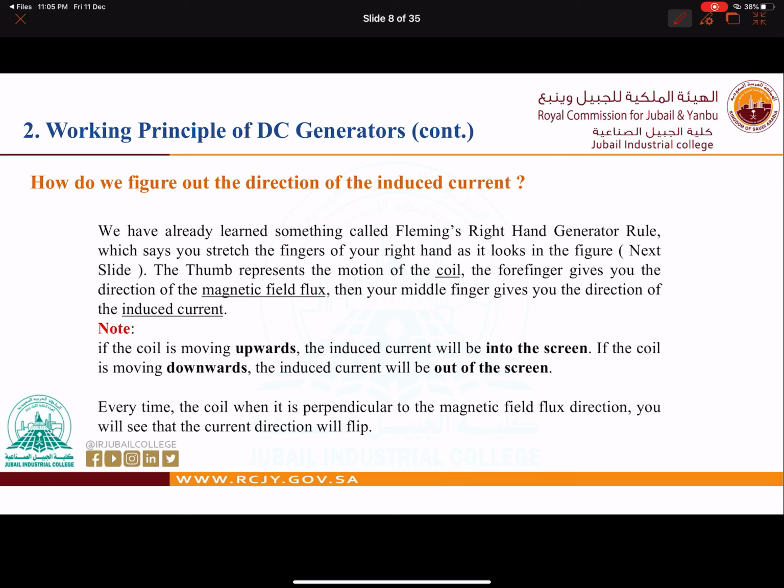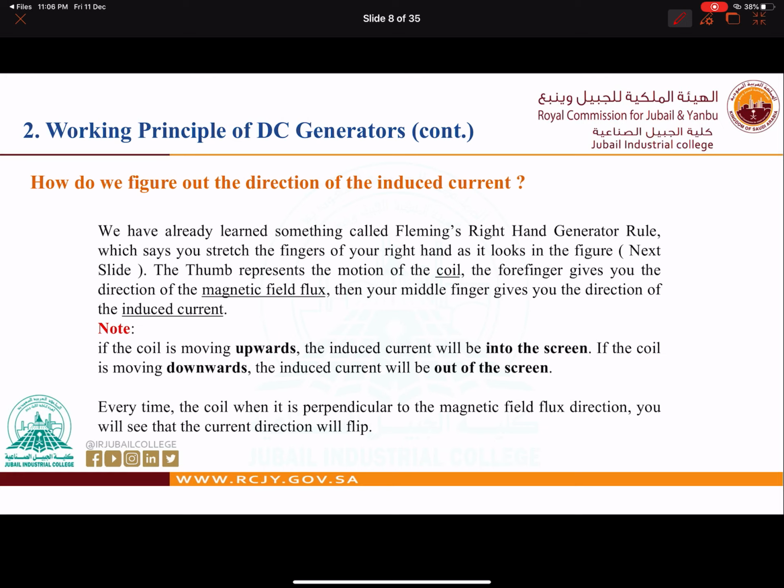Now, the working principle of DC generators. How do we figure out the direction of the induced current? Shabab, we already know from physics, you have already seen the right hand rule, right? I will just give you a hint or a little bit of revision about the right hand rule, which is very important to know the direction of the current.